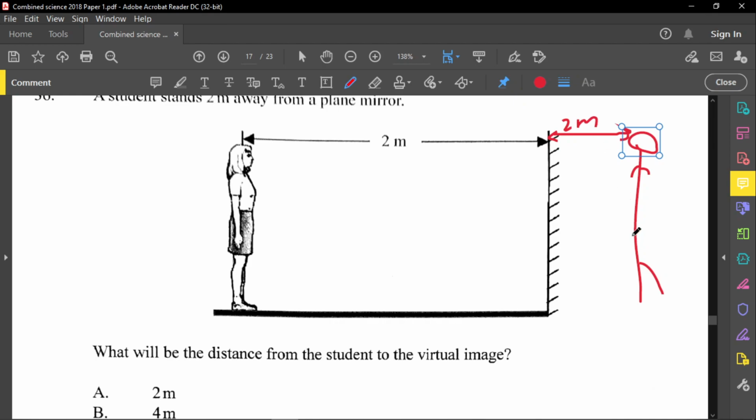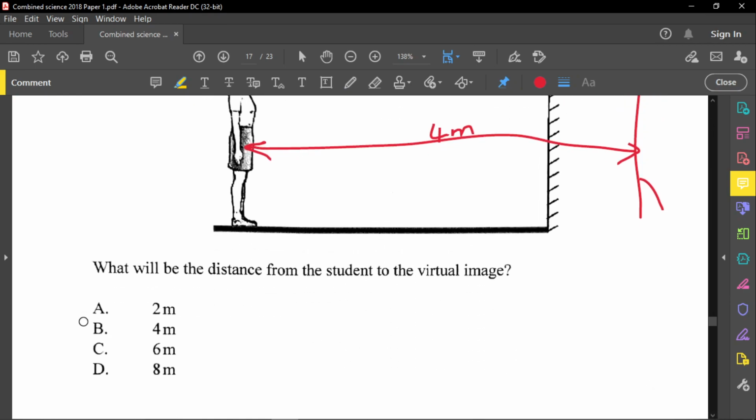So the distance from the student to the image behind the mirror must be 4 meters, accounting for those two distances. Remember, the image behind the mirror is the same distance as the object in front of the mirror. So the total distance from the student to the image is 4 meters. So this has to be B. All right, let's jump to the next question now.